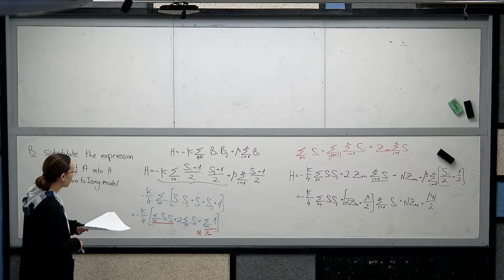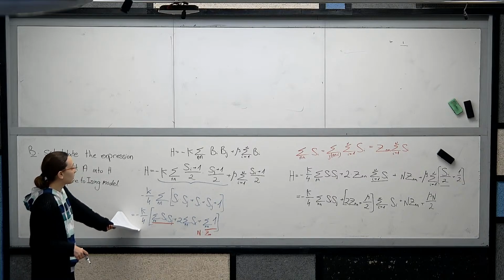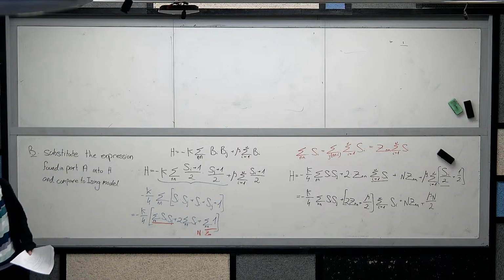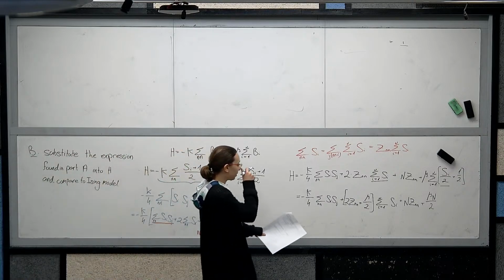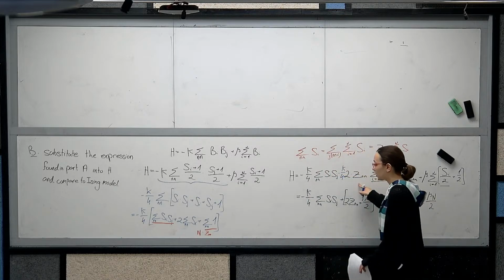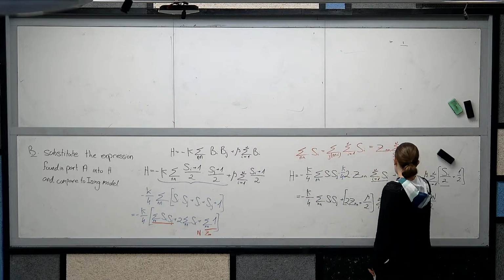I forgot this minus k divided by 4. Let's add it. So we have here k divided by 4, and we have here k divided by 4.